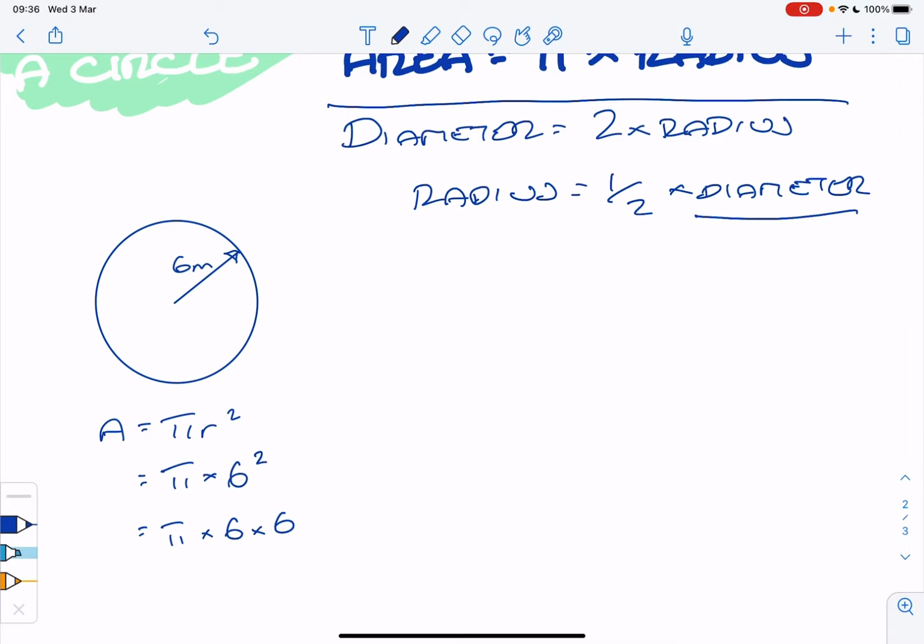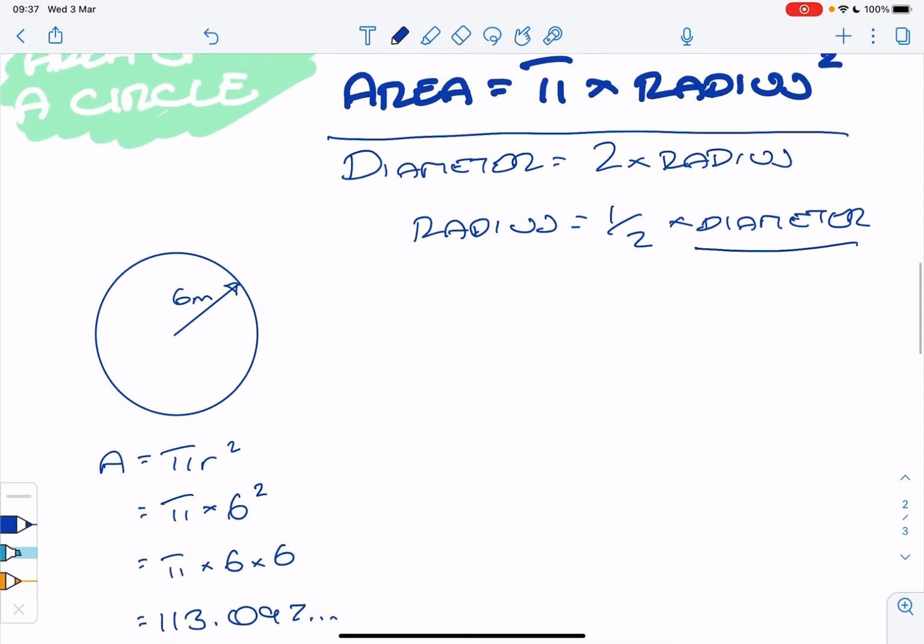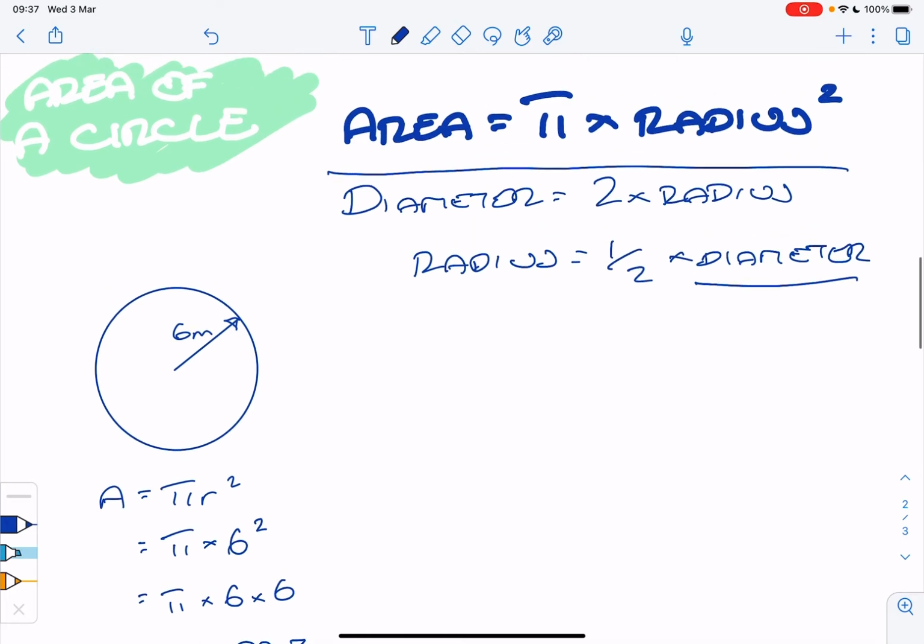However you do it, you should get an answer of 113.097, and so on. So once again, we're going to round to 1 decimal place. This would be 113.1, and it is in meters, but because it is area, it is meters squared. So whatever the unit is in the question, it's squared, because remember, for area, it's the unit squared. We're basically dealing in little square meters. How many of them can we fit inside this shape?